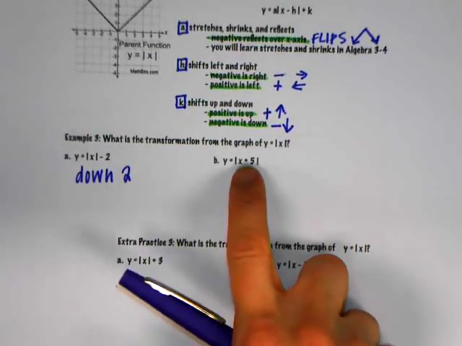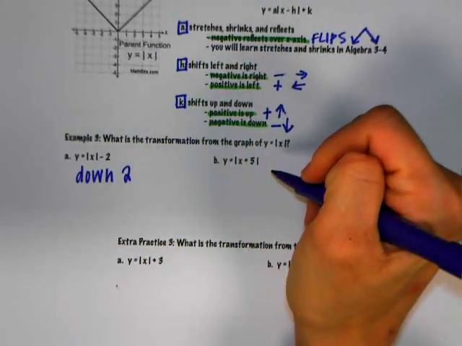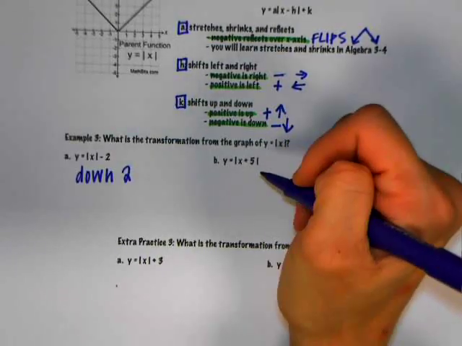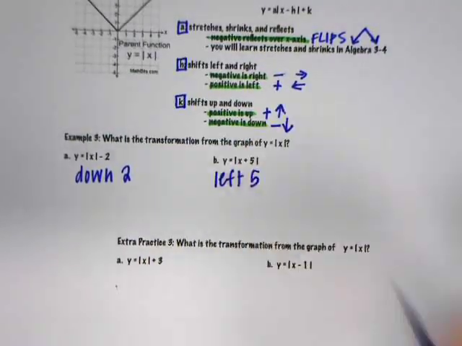Okay, then the plus 5 on the inside is an H, so what's that going to move? Left. Yep, left 5. The H is the one that's backwards.